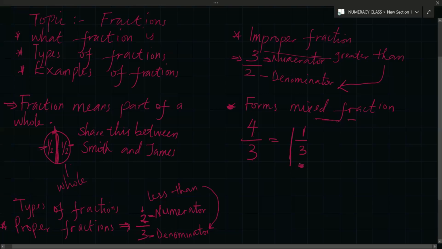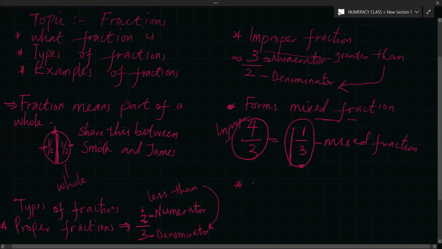So this is a mixed fraction, and this is an improper fraction. So don't forget, we said that in an improper fraction, the first thing is that the numerator is always greater than the denominator. Also, an improper fraction forms a mixed fraction.